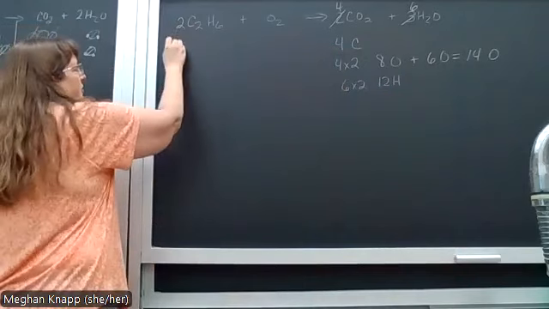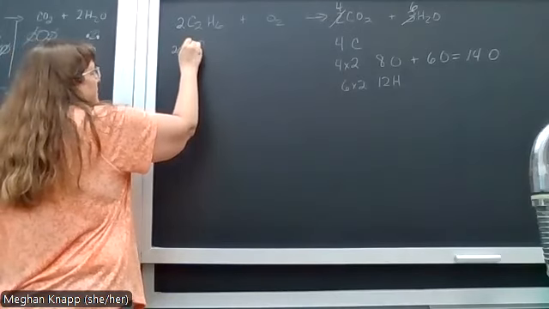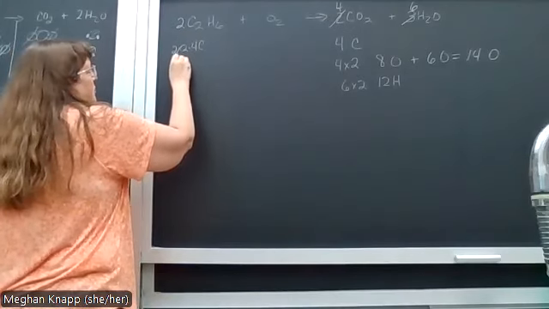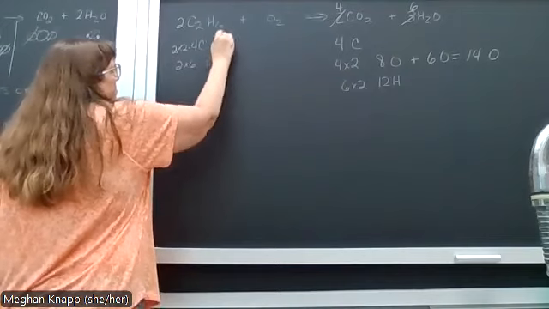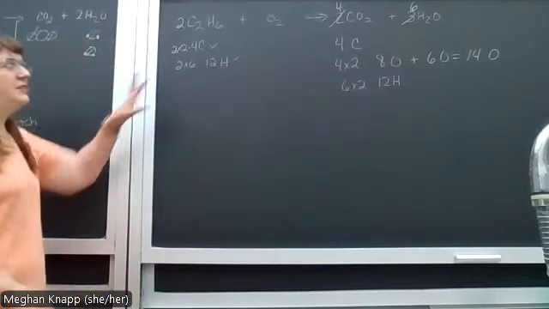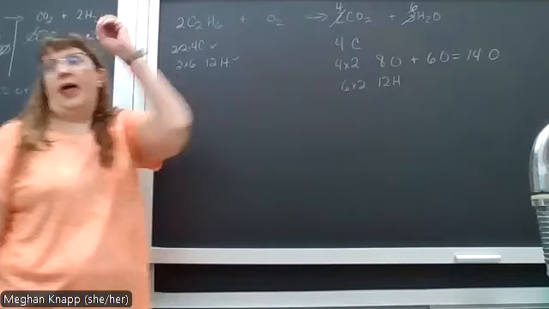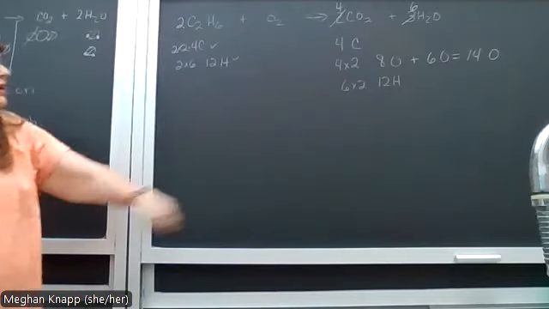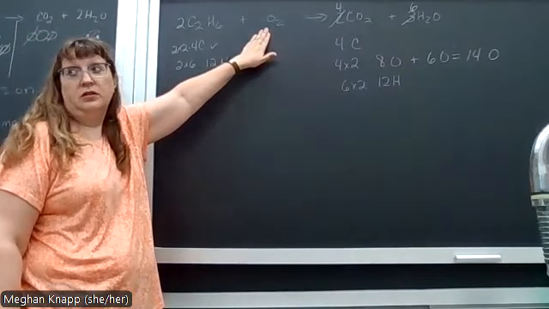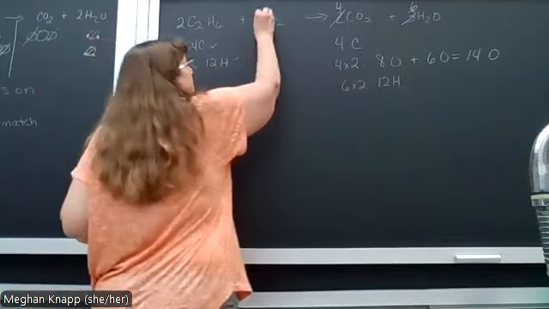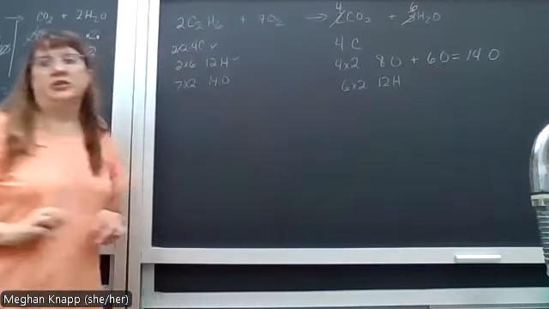Over here we have 2 times 2 is 4 carbons. And then we have 2 times 6 is 12 hydrogens. So those are good. But now I need to fix my oxygens. So since I have 14 atoms of oxygen on this side, how many molecules of oxygen do I need over here? I need 7. Okay, so now 7 times 2 is 14 oxygen.